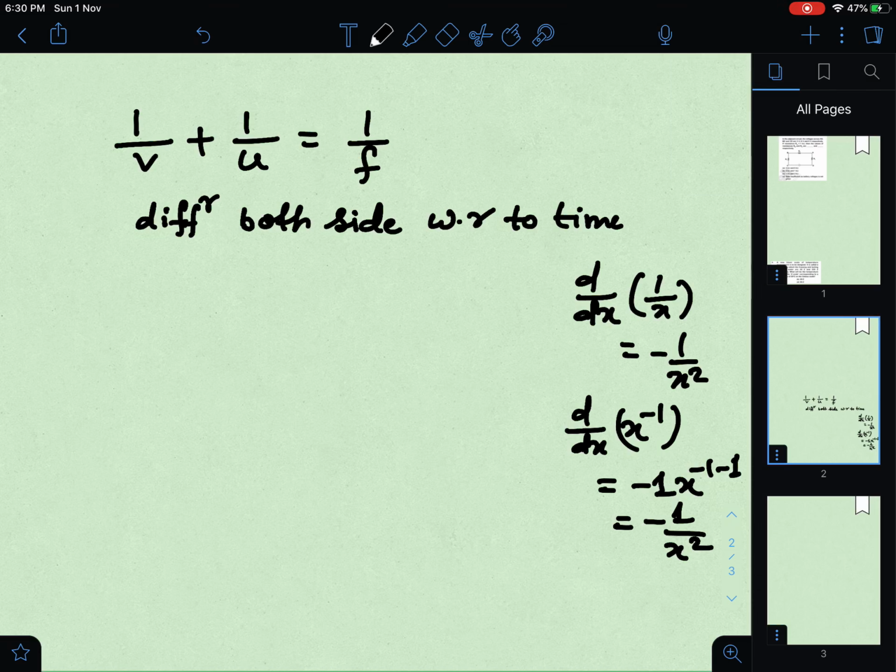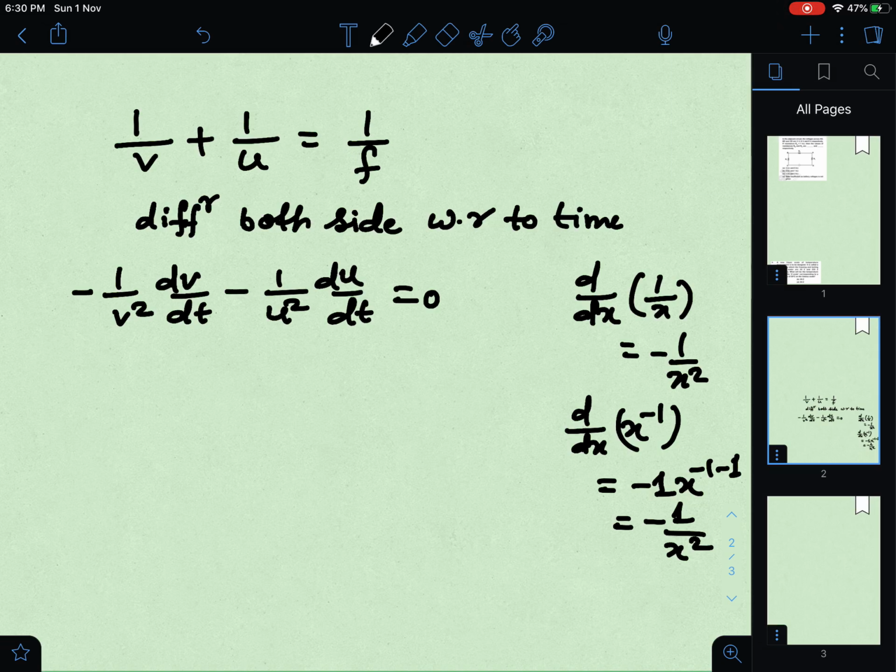Okay guys, so I'm using this formula, but I'm not differentiating with respect to x, I'm differentiating with respect to time. So can I write, guys, minus 1 by v square dv by dt minus 1 by u square du by dt is equal to 0? Why have I written 0? Focal length is a constant quantity and the differentiation of any constant is 0. So we have taken a simple formula and we are trying to apply it at a higher level.